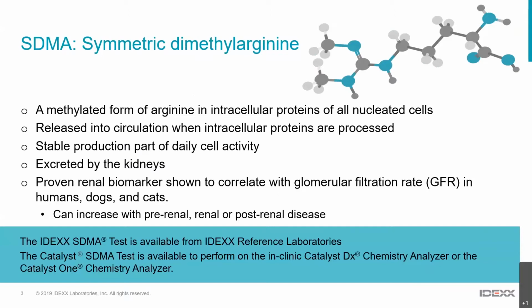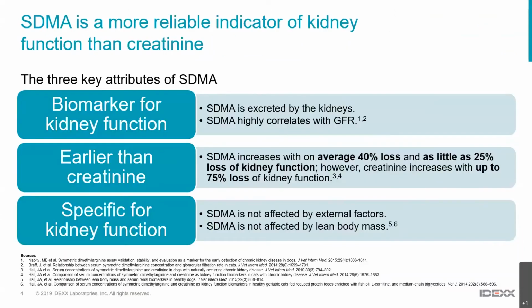Let's talk through three key attributes of SDMA. Three key attributes of SDMA that make it a more reliable indicator of kidney function than creatinine are: 1, it is a reliable biomarker of kidney function, as it is almost exclusively excreted by the kidneys, approximately 95 to 96%. Many studies have shown that SDMA is a good biomarker for kidney function in both dogs and cats, and that it correlates extremely well with gold standard GFR measurements.